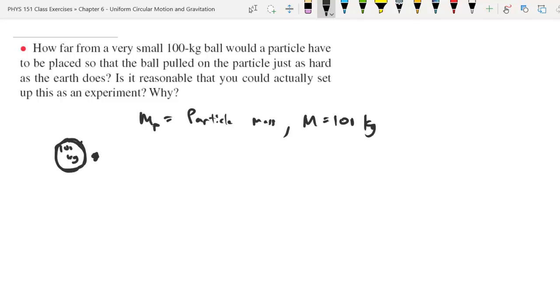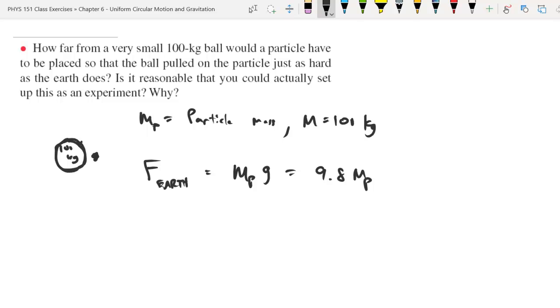And we know that the force of the Earth acting on this particle is going to be the weight of it, right? So this is just going to be the mass of the particle times gravity, right? That's the weight, which is the force of the Earth pulling on it. And so that's equal to 9.8 times the mass of the particle, right?